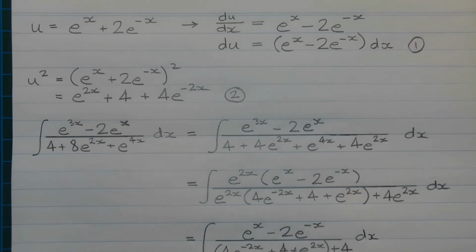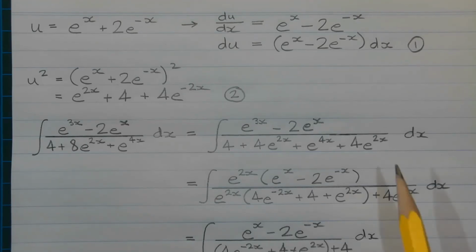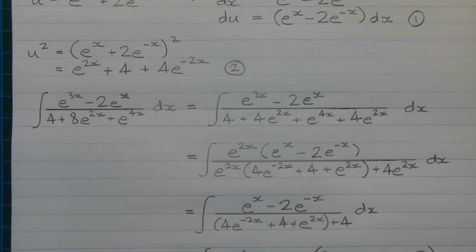The next step is to factorize out e^(2x) from the numerator and from the first three terms of the denominator. So I'm going to leave this last term here alone. And we get the integral of e^(2x)(e^x - 2e^(-x)) over e^(2x)(4e^(-2x) + 4 + e^(2x)) + 4e^(2x) dx.